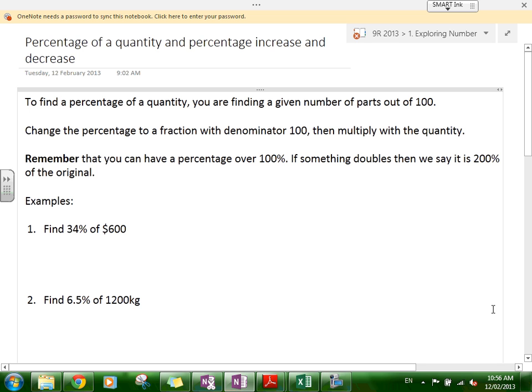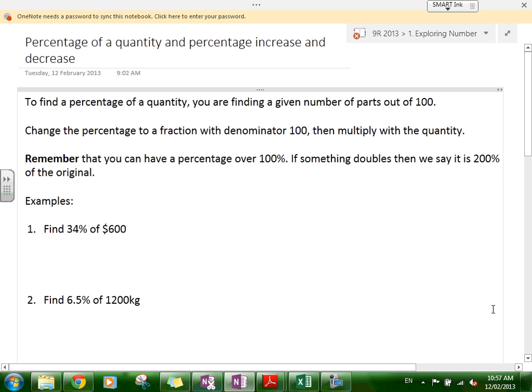Change the percentage to a fraction with denominator 100, then multiply with the quantity. That's it. When you're finding a percentage of a quantity, you put the percentage over 100 and then multiply it with that quantity. One thing a lot of students get confused about: do I put the percentage over the amount of the quantity and times by 100, or do I put it over 100 and times by the quantity? It depends on what you're doing. So you always keep the percentages together. Make it a fraction over 100, and then multiply with the quantity.